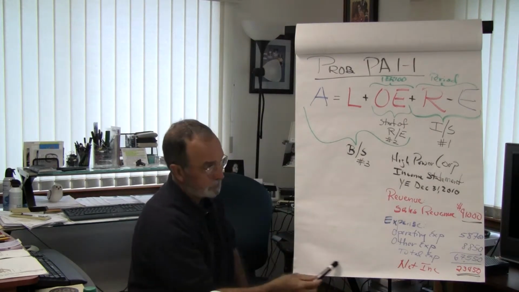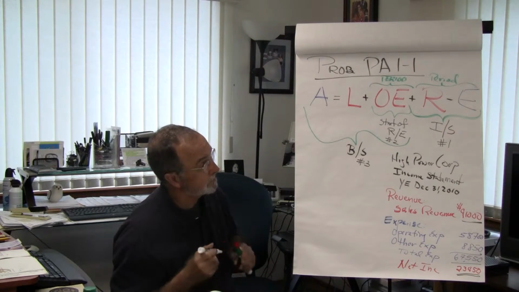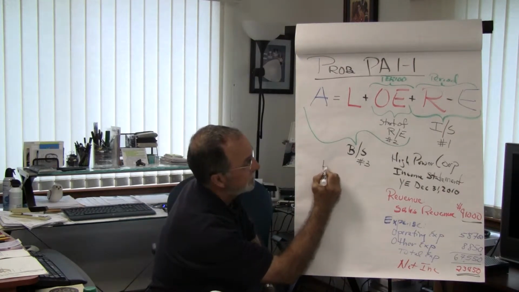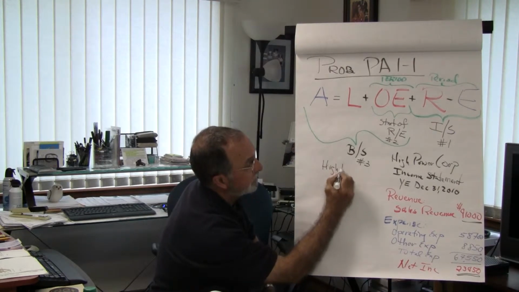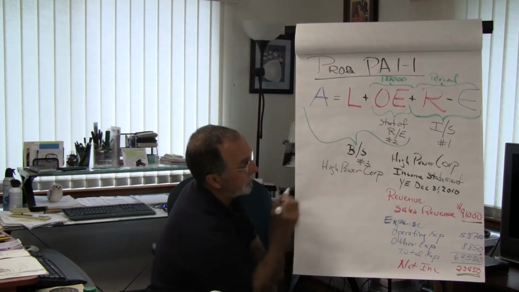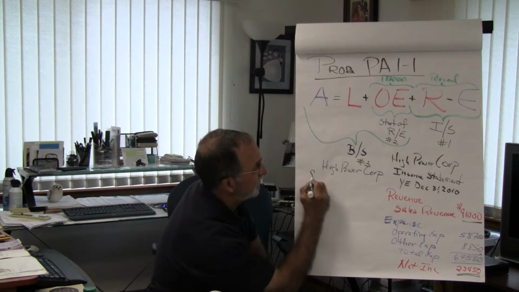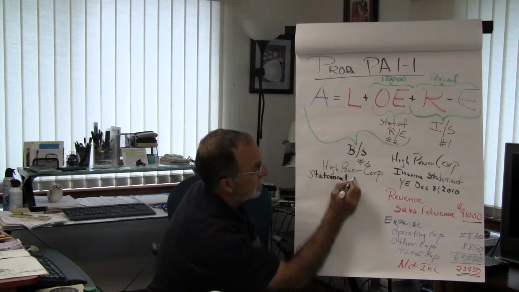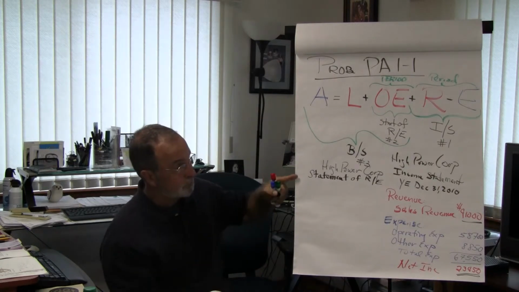So our second statement, I'm going to put it right here in this small area of this flip pad. Again, we need to show the same information at the top. Company name, High Power Corp. This is the statement of retained earnings. Now again, I'm using a few abbreviations in these statement titles.